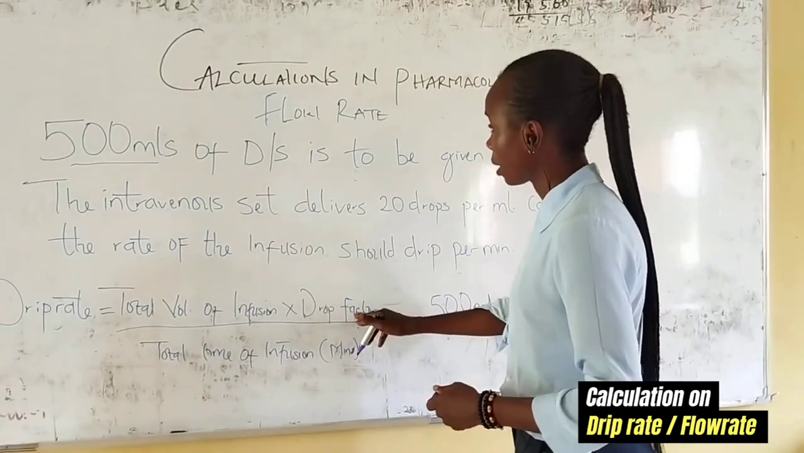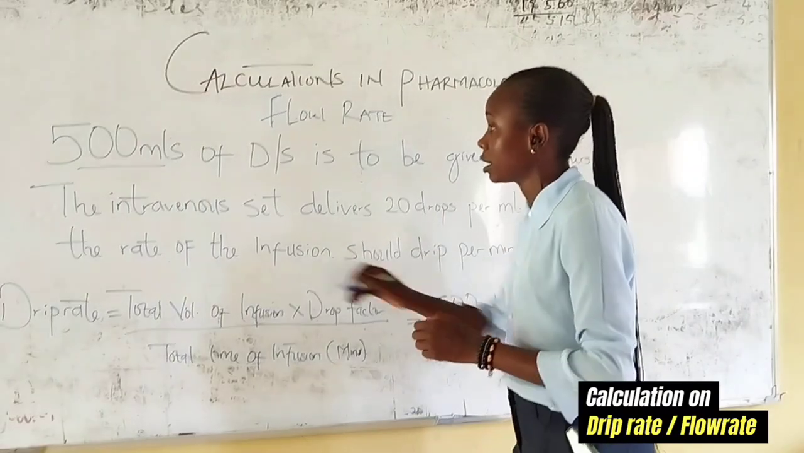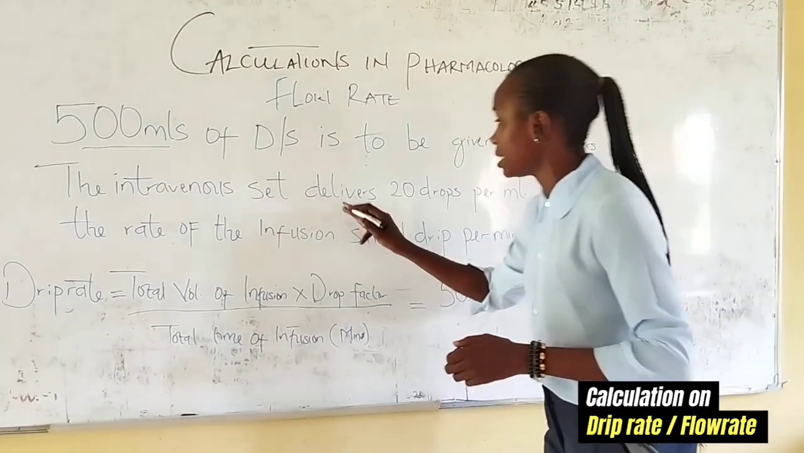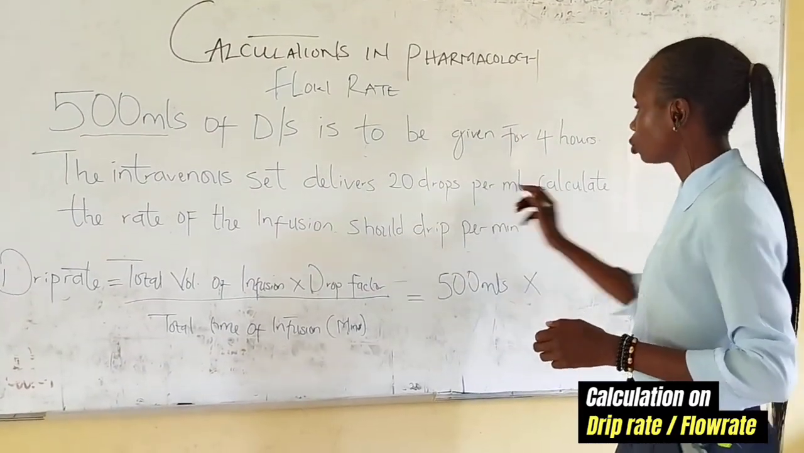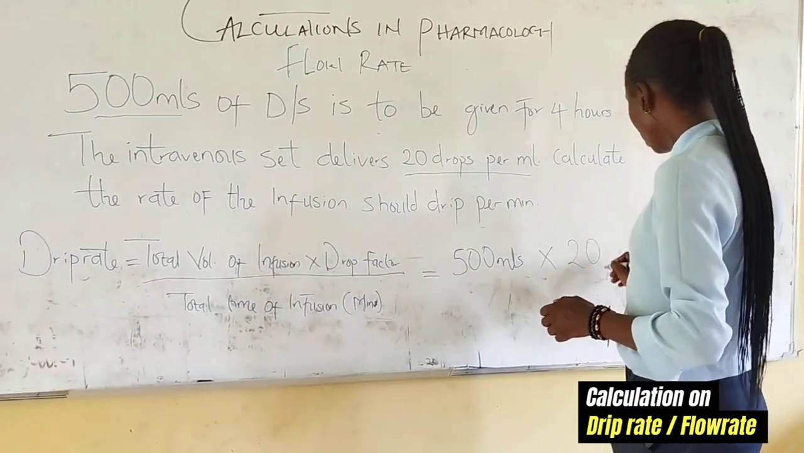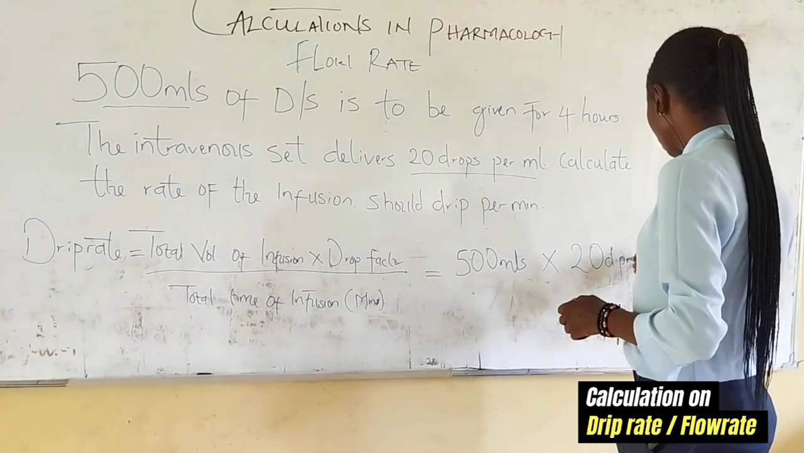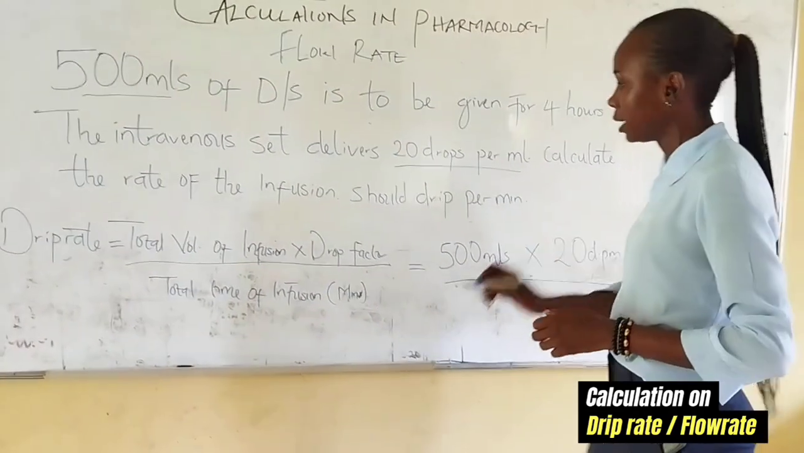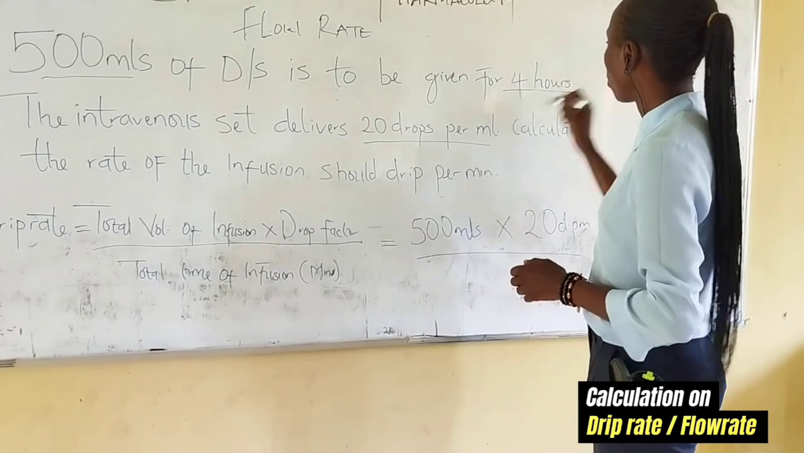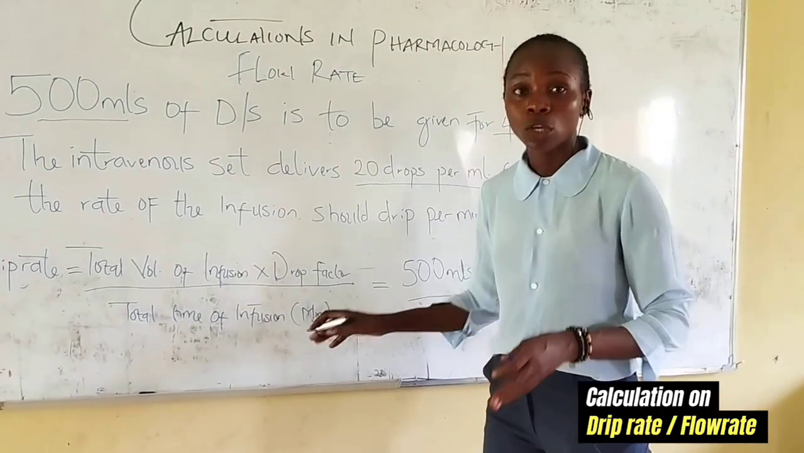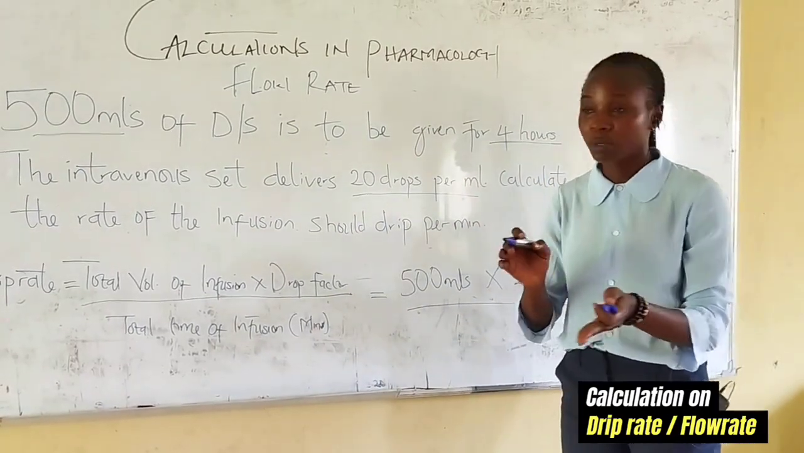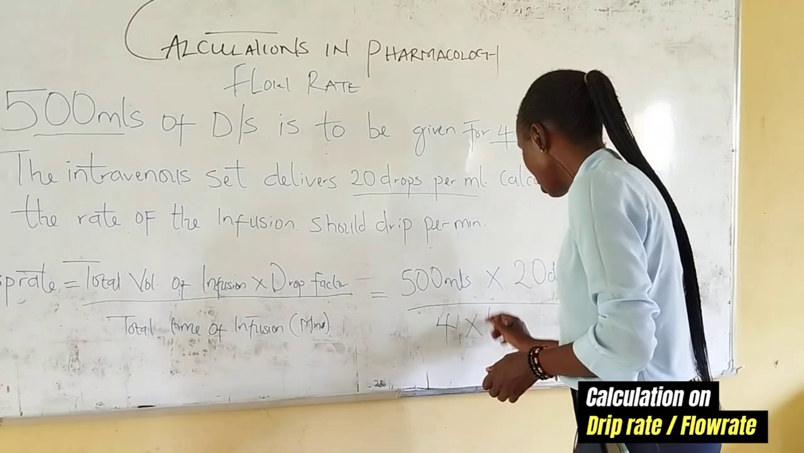Then the drop factor is already given in the question, because the question states that 500 mils of dextrose saline is to be given for 4 hours, and the intravenous set delivers 20 drops per mil. So I've already gotten our drop factor to be 20 drops per mil. This is divided by the total time of infusion, and the total time of infusion given here is 4 hours, and we have to convert it to minutes. So we're going to take these 4 hours and convert it to minutes, which will be 4 times 60.